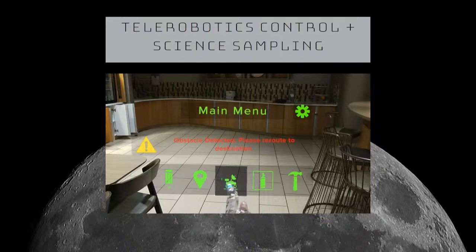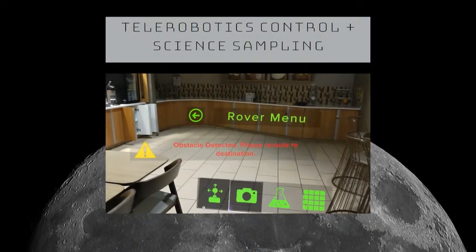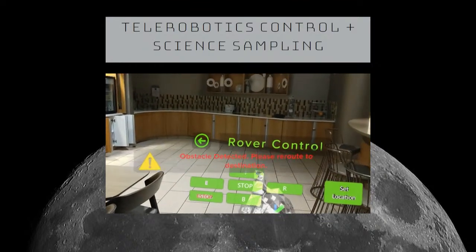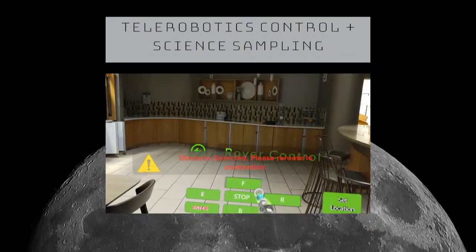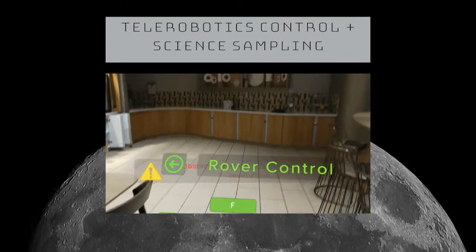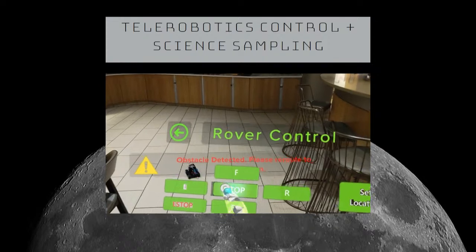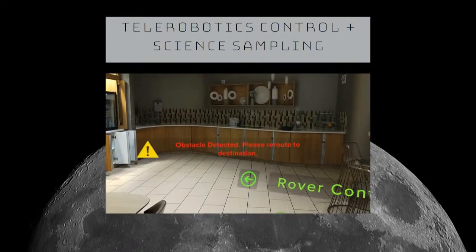And this year we added the telerobotic control and science sampling to our project. So the main point of this robotic system is to help in data collection and navigation. As you can see, we can control the rover from the HoloLens using buttons.